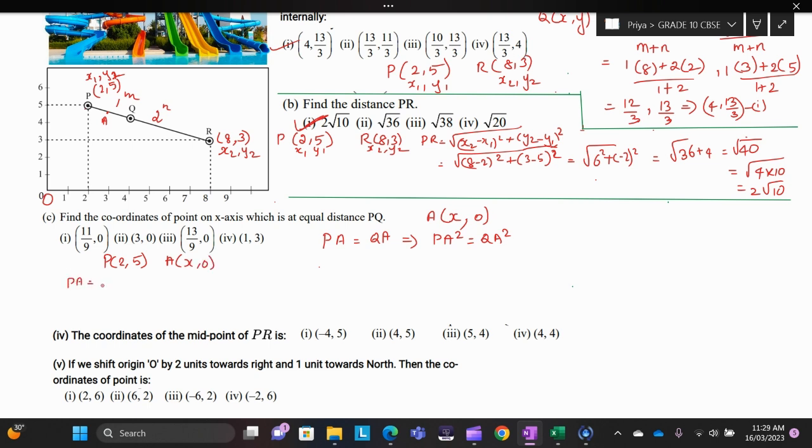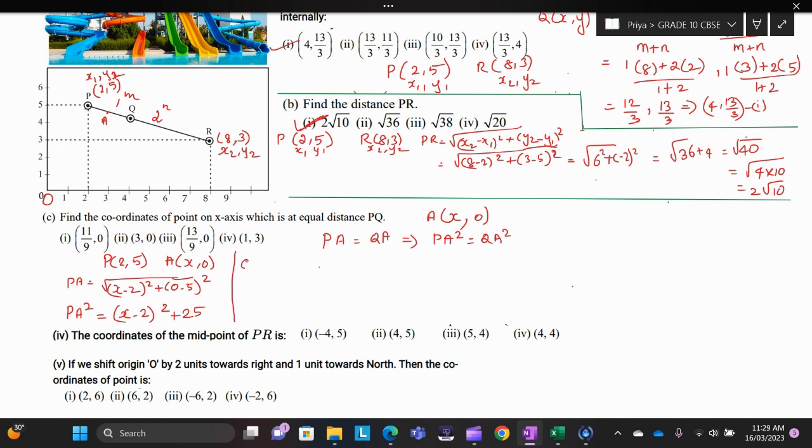So PA is going to be root of (x minus 2) the whole square plus (0 minus 5) the whole square. Since I squared, why am I squaring on both sides? Because the square root will be removed. So PA square is going to be (x minus 2) the whole square plus (minus 5) the whole square, which will be 25. Isn't it? So square and square root will get cancelled.